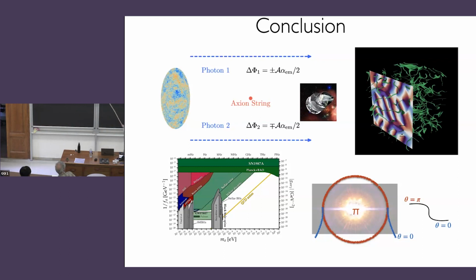And in the end, I said a little bit about these bubbles, which probably are not there in the universe, but knowing that they definitely don't exist will pretty much close all of this parameter space to the left of the QCD axion line. So that's all I want to say.